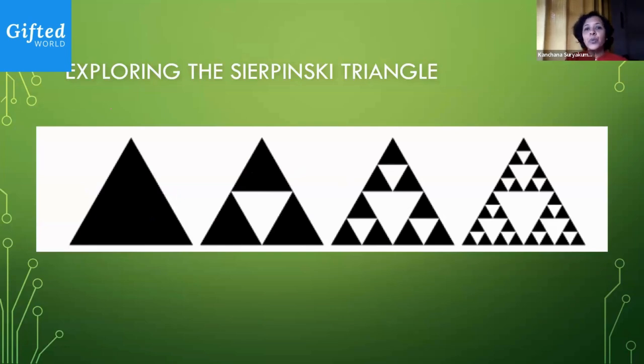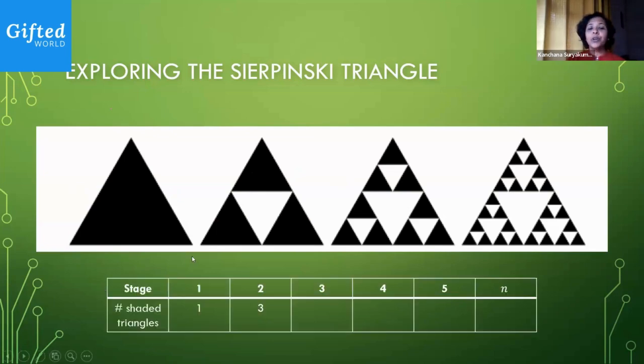Now, what are we going to do? We are going to try to explore some ideas, some concepts of fractals, looking at the Sierpinski triangle. Let's start off by analyzing the number of black triangles that are getting formed at each step. I'm going to call them stages: the first one is stage 1, second is stage 2, stage 3, and so on. In stage 1, I just have one shaded black triangle. So in my table down here, I've said the stage is 1 and I have one shaded black triangle.